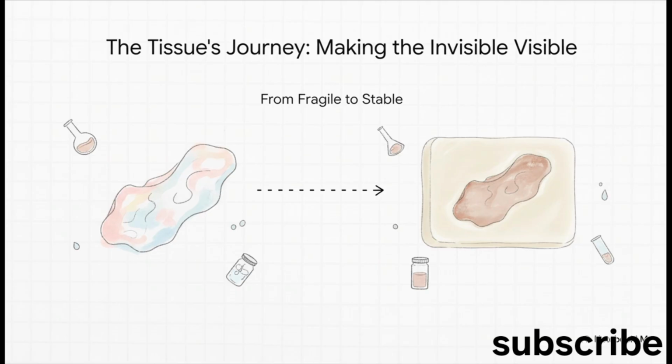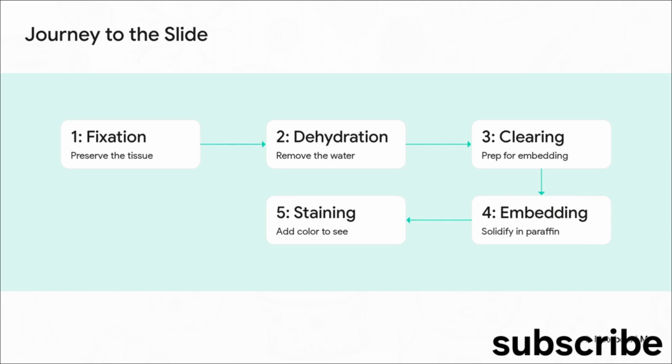So to make the invisible visible, you first have to take that piece of tissue on a very special journey. And that journey involves 5 critical steps. We've got fixation, dehydration, clearing, embedding, and finally, slicing. Each of these stages is absolutely essential to transform a delicate, 3-dimensional piece of life into a razor-thin, 2-dimensional story that we can actually read.